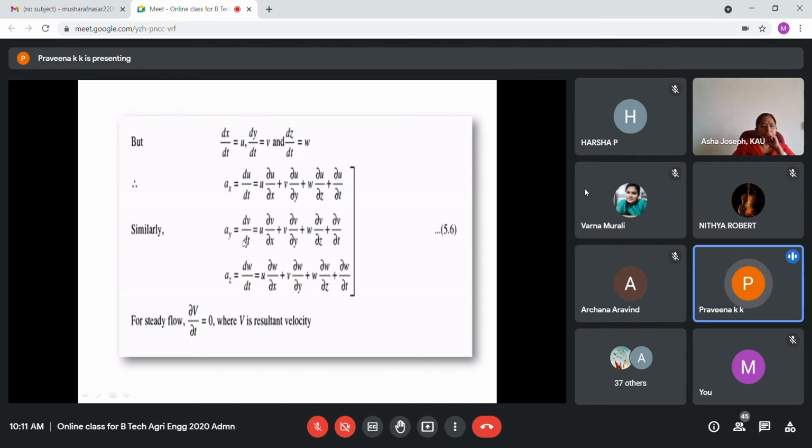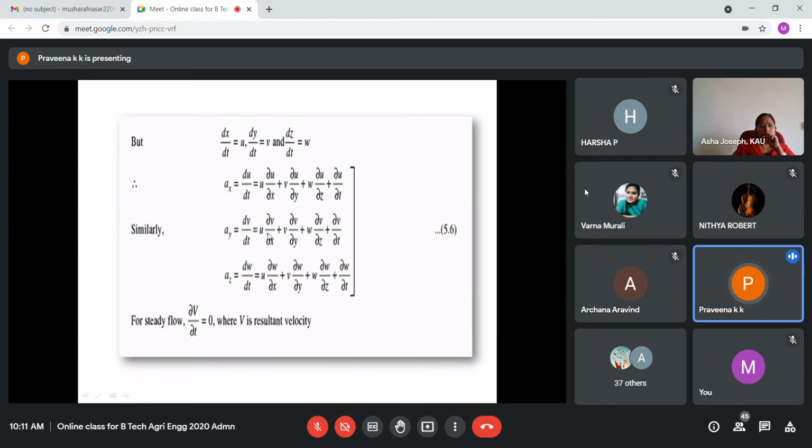Similarly, we can write the other terms also, ay and az. That is, ay equal to u into dou v by dou x plus v into dou v by dou y plus w into dou v by dou z plus dou v by dou t. Here v is the velocity acting in the y direction.